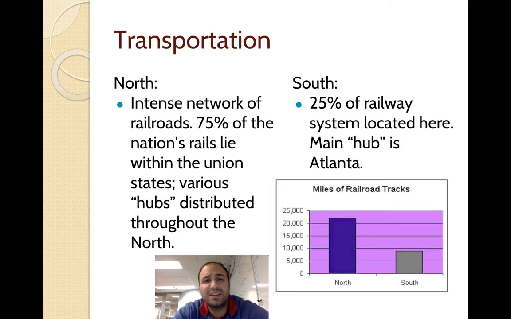In regards to transportation, there's an intense network of railroads. 75% of the nation's railways are within the Union States, and there are various hubs that could be used to move military supplies and troops. In the South, only 25% of the railroad system was really located there, with only one main hub, which is Atlanta.